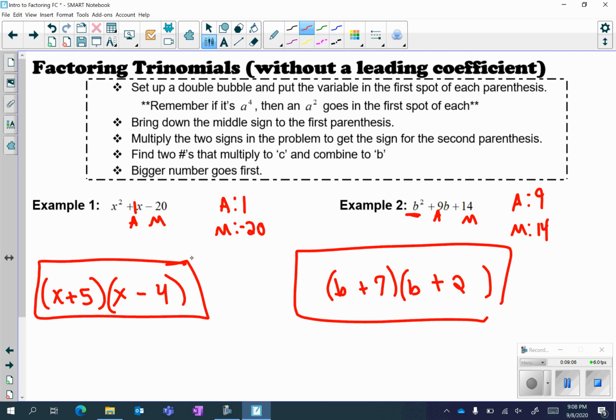Also, keep in mind, if this were to be, as an example, let's say you had b to the 4th power plus 9b squared plus 14. This is pretty much going to be almost the same with respect to the plus 7 and the plus 2. However, the difference is because we have the b to the 4th, you're going to split the b's up evenly into both parentheses. So if you take 4 b's and you split them up, now you have 2 b's. So this is going to be b squared plus 7 and b squared plus 2.